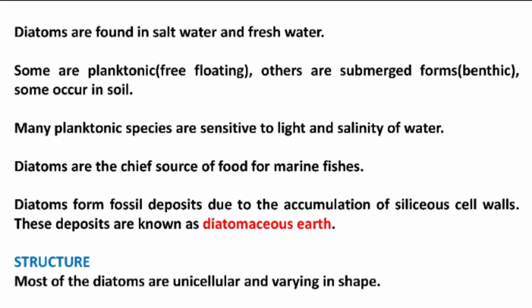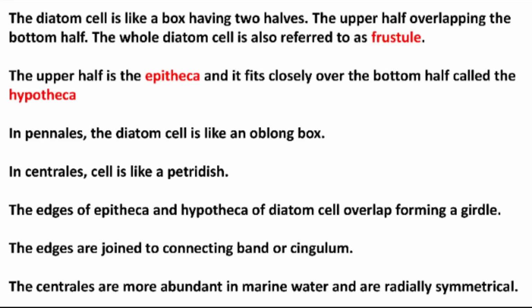Structure. Most of the diatoms are unicellular and vary in shape. The diatom cell is like a box having two halves. The upper half overlaps the bottom half. The whole diatom cell is also referred to as frustule. The upper half is the epitheca and it fits closely over the bottom half called the hypotheca.